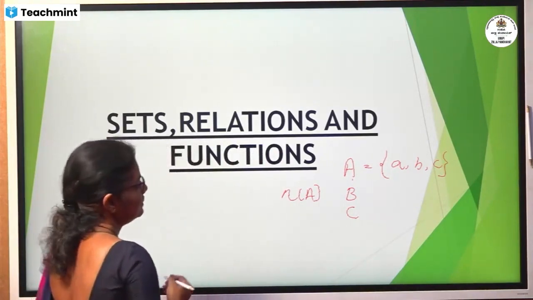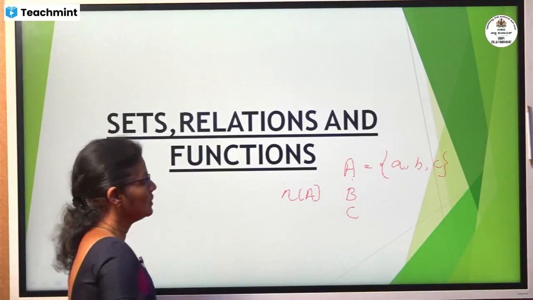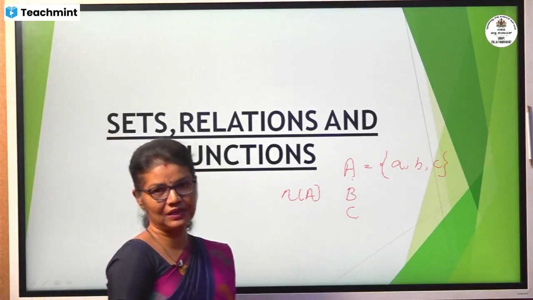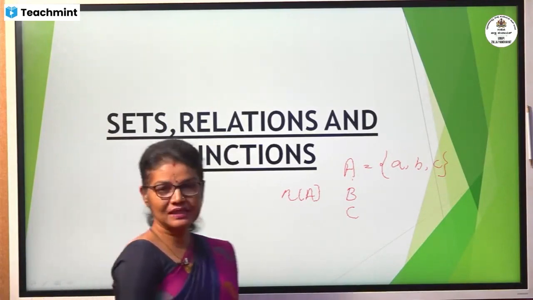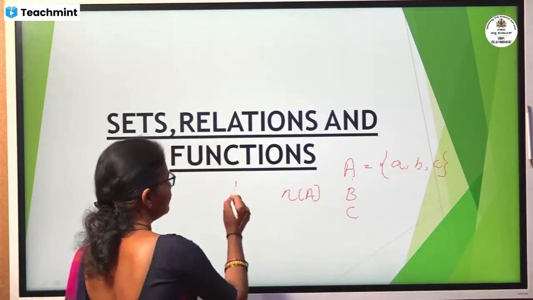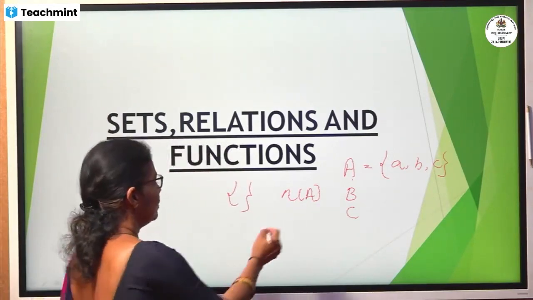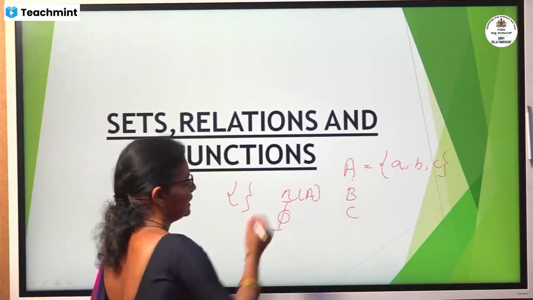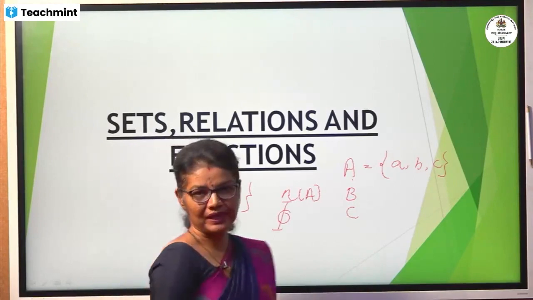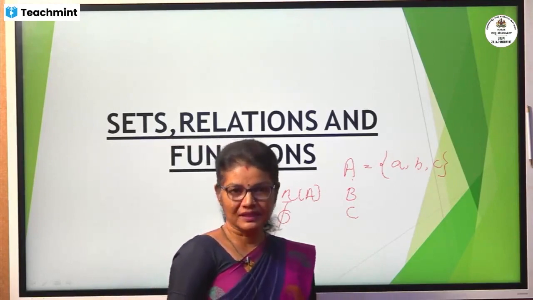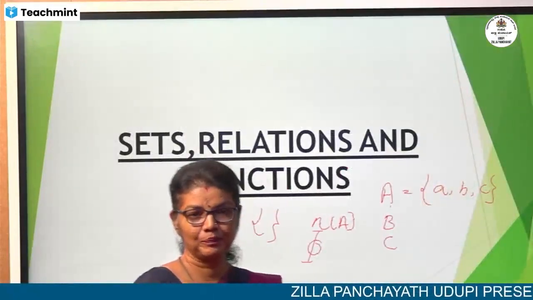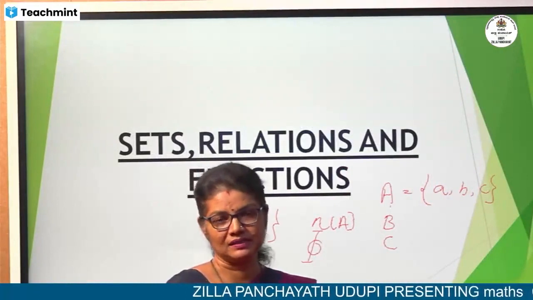Then we consider types of sets. We have learnt about the singleton set. It is a set with only one element. Empty set, it is a set without any element, denoted like this, or you can use the Greek notation phi. Next we'll consider finite sets. It is countable. The number of elements in the set is finite, so it is called a finite set. Otherwise it is called an infinite set.